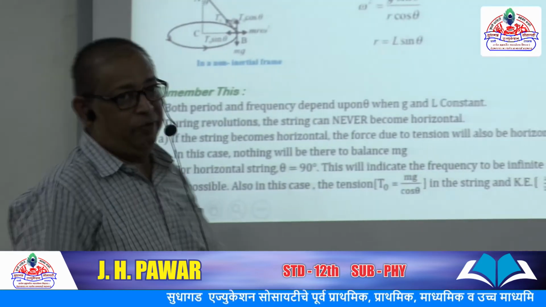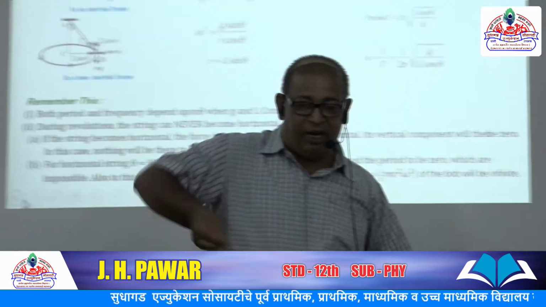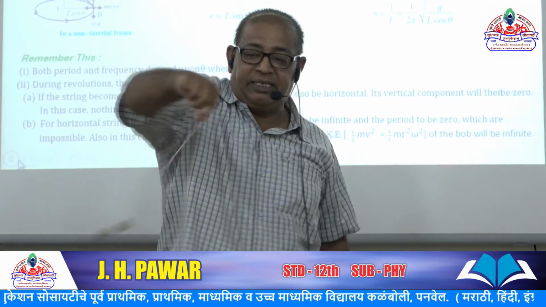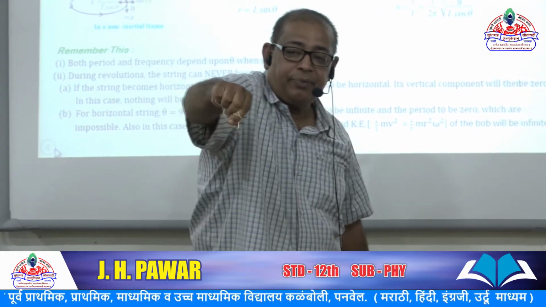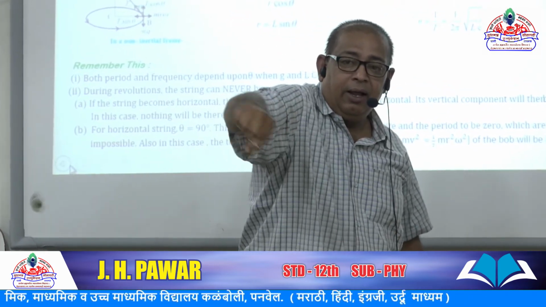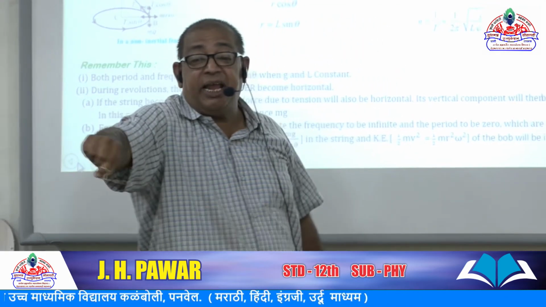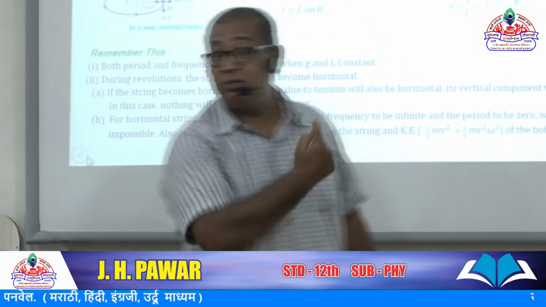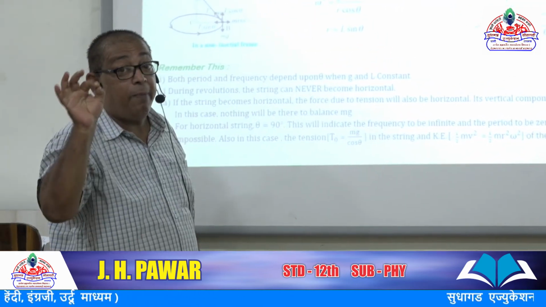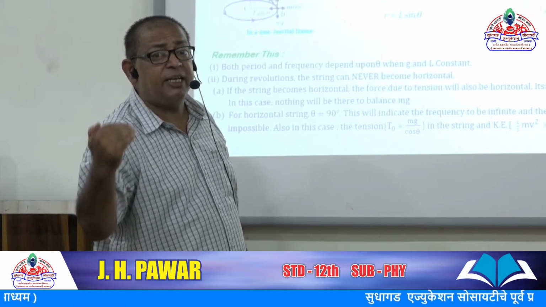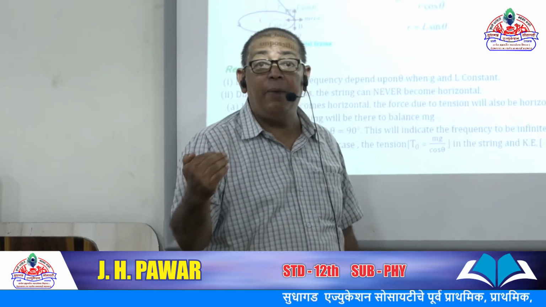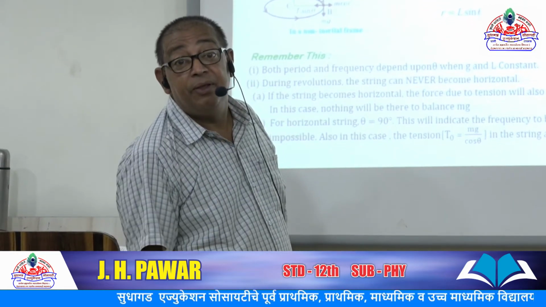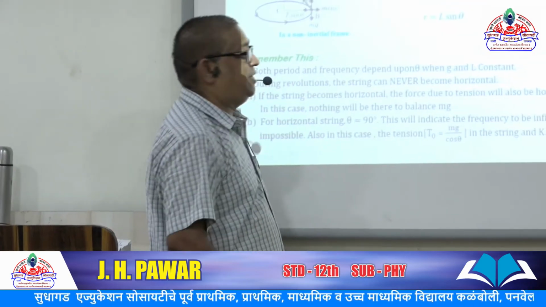During the revolution, one thing should be noted. When theta goes on increasing, this string never becomes horizontal. Look here, this bob is moving in a horizontal circular motion like this, but this string never becomes horizontal. Then the question arises, why does this string never become horizontal? It can be explained in two ways.